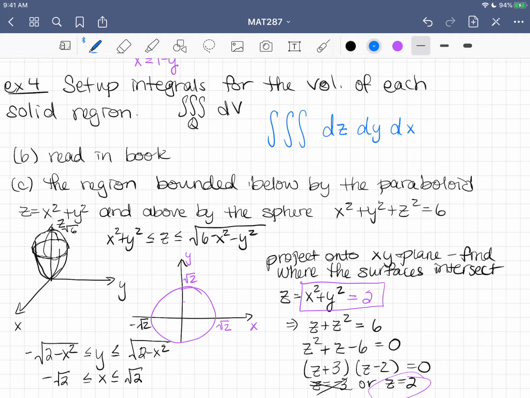So z ranges from x squared plus y squared to the square root of 6 minus x squared minus y squared. The bounds on y are negative square root of 2 minus x squared to positive square root of 2 minus x squared. And the bounds on x are negative root 2 to positive root 2. And that's going to give me volume.